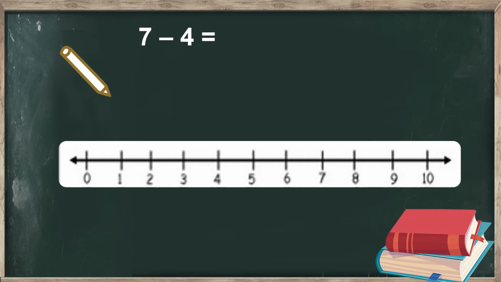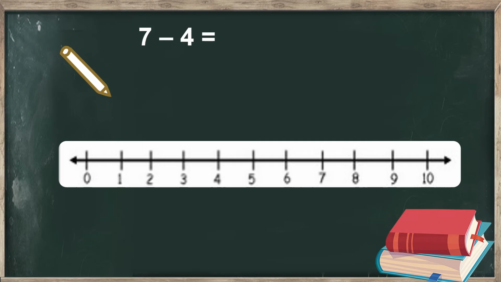Now let us learn how to solve the questions of subtraction on a number line. Or we can say that how we can do subtraction on a number line. Now the question is 7 minus 4. So first of all, we will draw a number line. We will draw a one straight line with the arrows on both the sides, and then we will mark numbers from 0 to 10. 0, 1, 2, 3, 4, 5, 6, 7, 8, 9, 10.